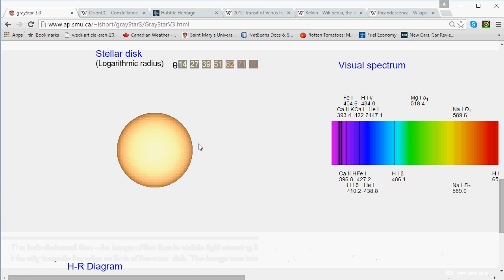If we go back and look at the Gray Star simulation, we can see the same behavior: we get the same kind of radial brightness and color gradients. So Gray Star 3 seems to be getting some of these details right, so we can be confident that the simulation is reasonably realistic.